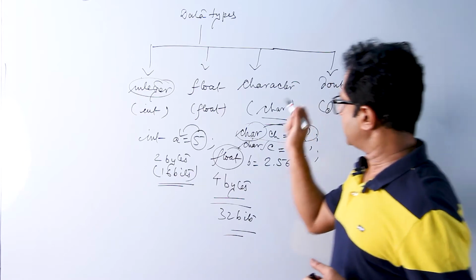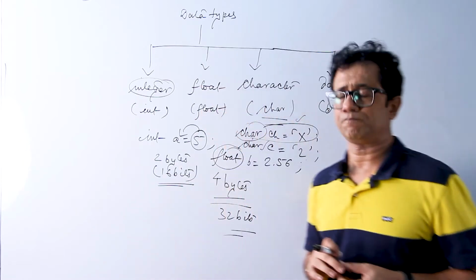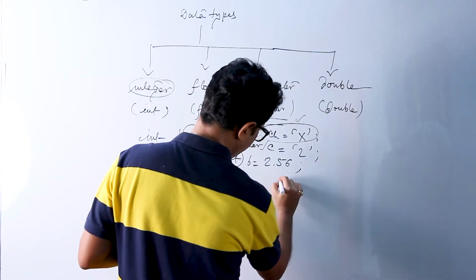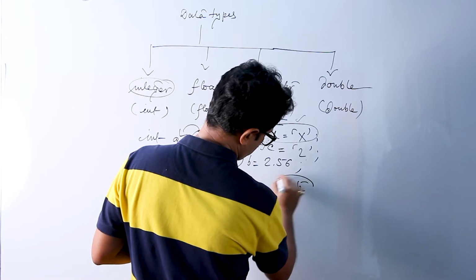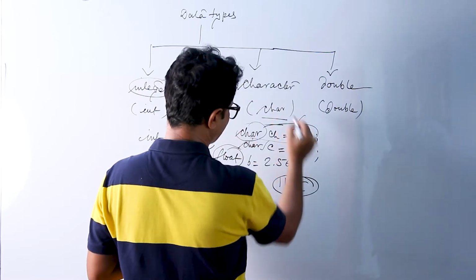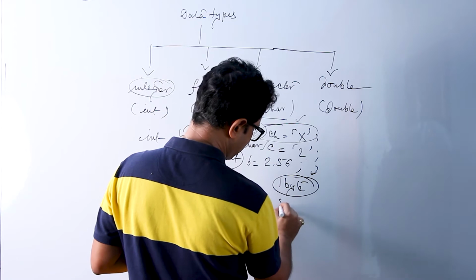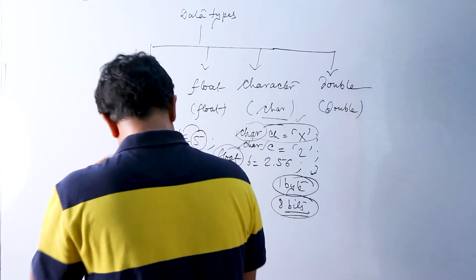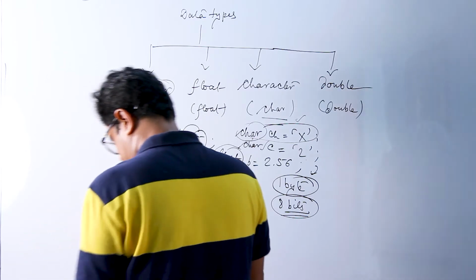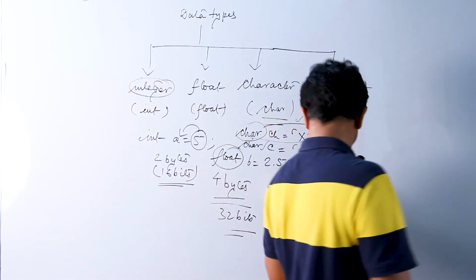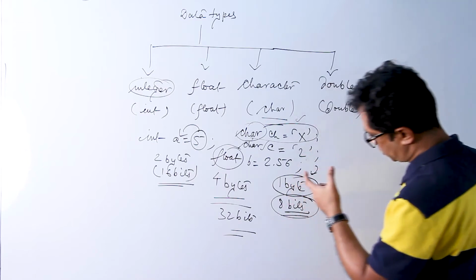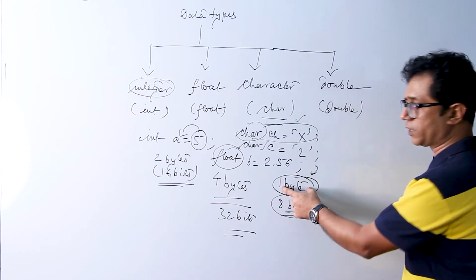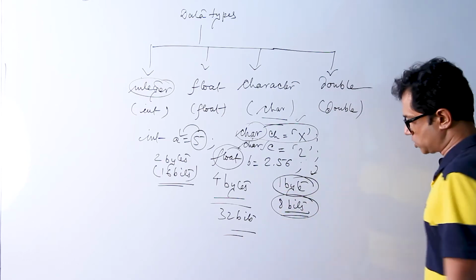In terms of memory, the character data type occupies 1 byte of memory, that is 8 bits of memory. So in terms of memory occupation, the character data type takes 1 byte, or 8 bits.